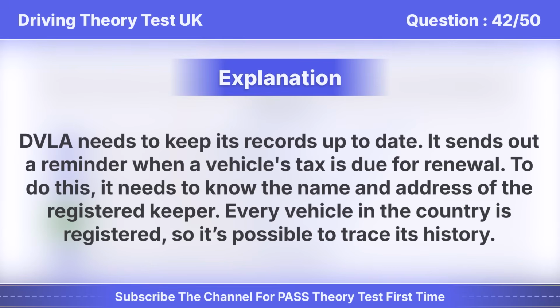DVLA needs to keep its records up to date. It sends out a reminder when a vehicle's tax is due for renewal. To do this, it needs to know the name and address of the registered keeper. Every vehicle in the country is registered, so it's possible to trace its history.